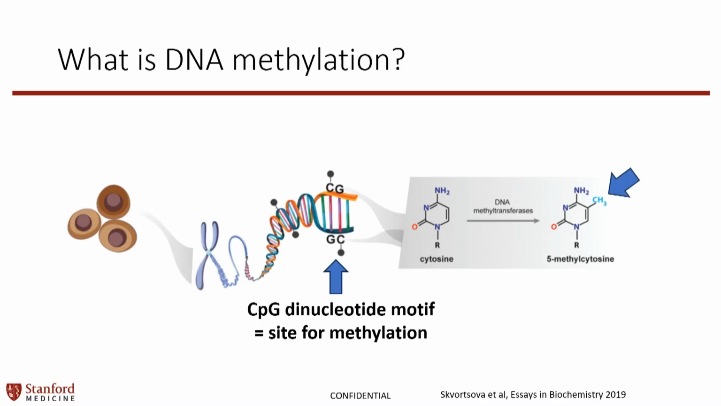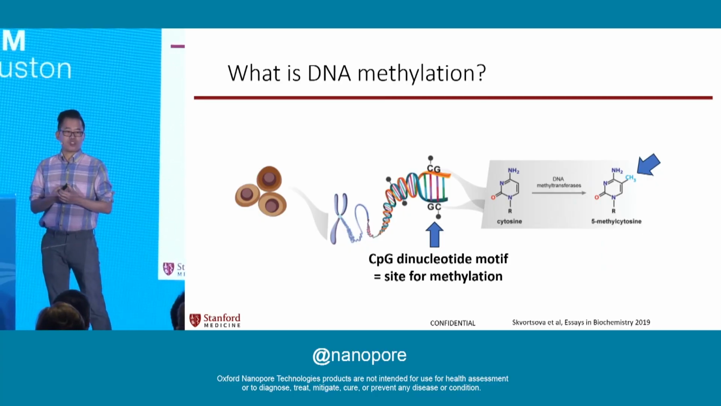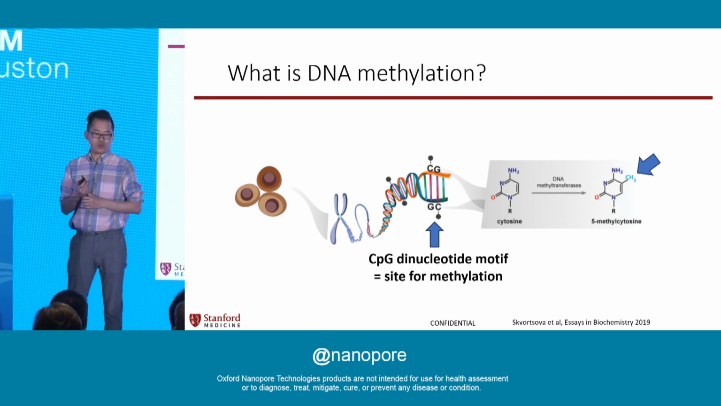This is the addition of a methyl group, shown there by the arrow, on the fifth position of a cytosine through the reaction of something called DNA methyltransferase. In humans, these are at CpG dinucleotide motifs. So basically, it's a CG, two bases. And they're scattered all across the genome, and they have some really important biological impacts.